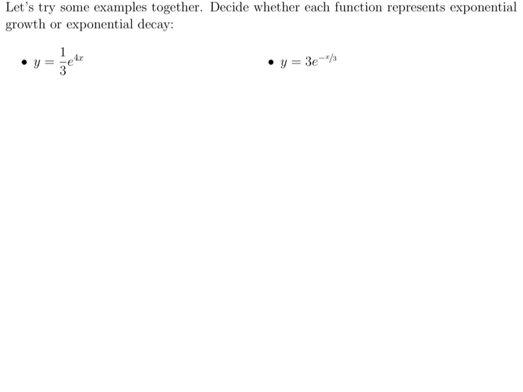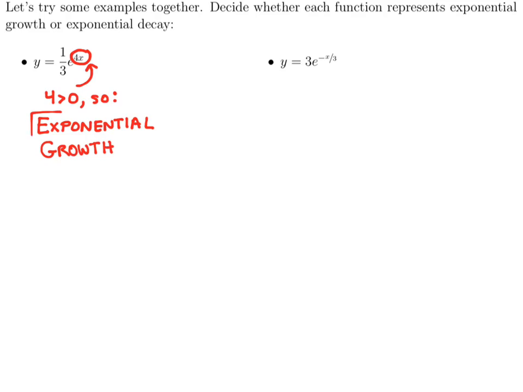Let's look at this first one. All right, so the key thing is that 4x. Now, 4 is more than 0. It's positive. So it's exponential growth. And that's all there is to this type of problem. Just identifying if it's growing or decaying.